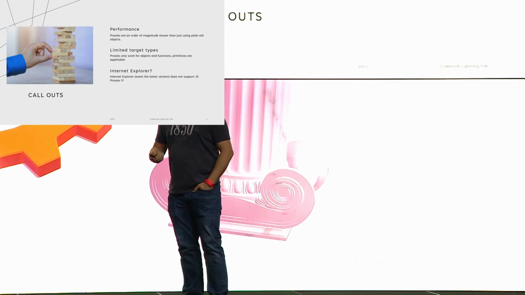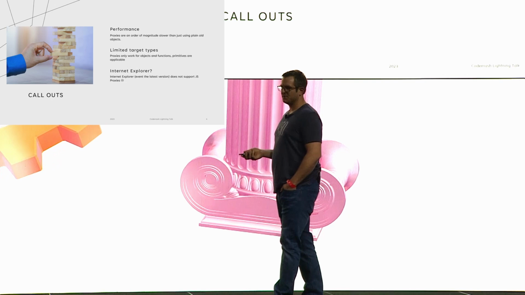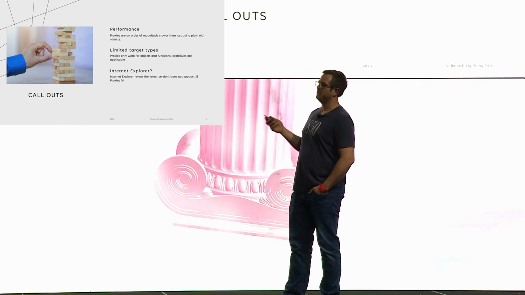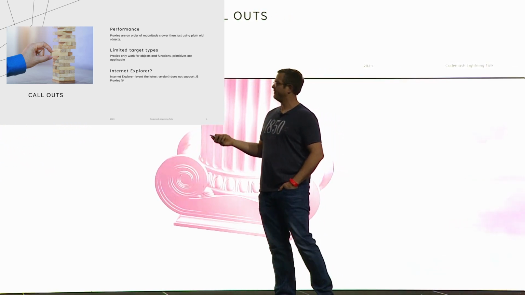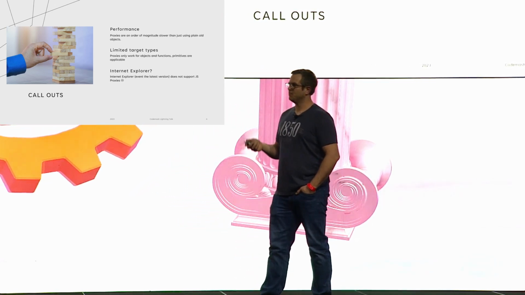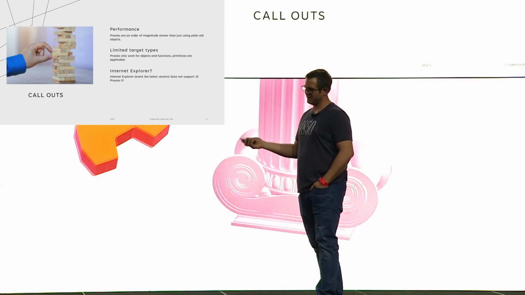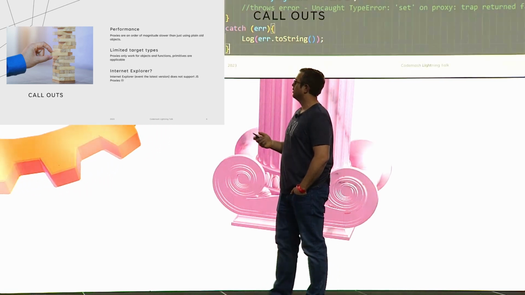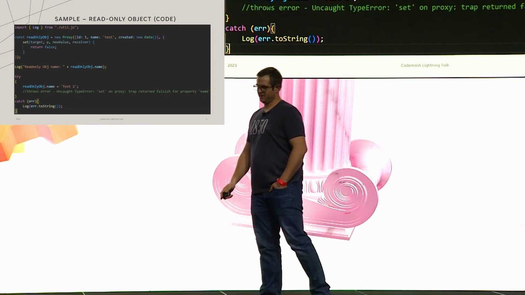There are limited target types that you can wrap. Primitive types, number, Boolean, string, and so on, you can't wrap those. But pretty much everything else is fair game. And what about Internet Explorer? I know it's still around in certain cases, but in those cases, sorry, it's not going to be a feature for you. But let's go on to a couple examples of what you can do with it.